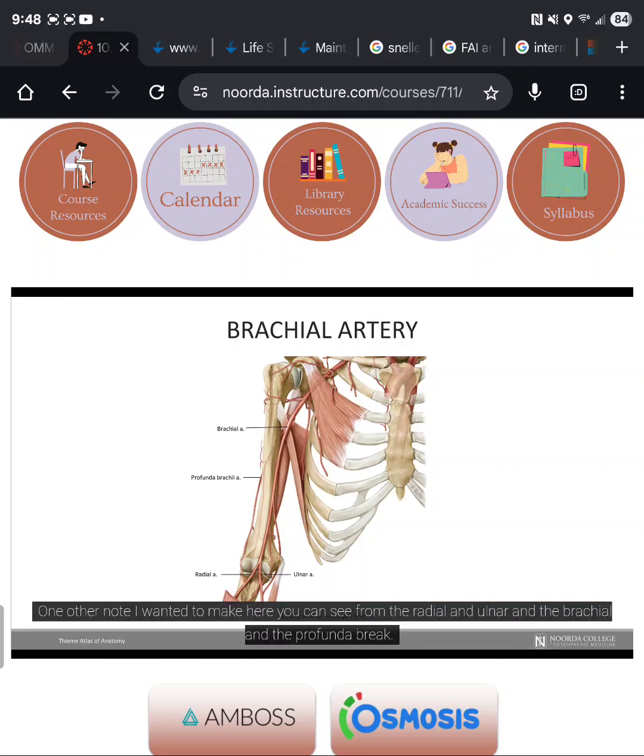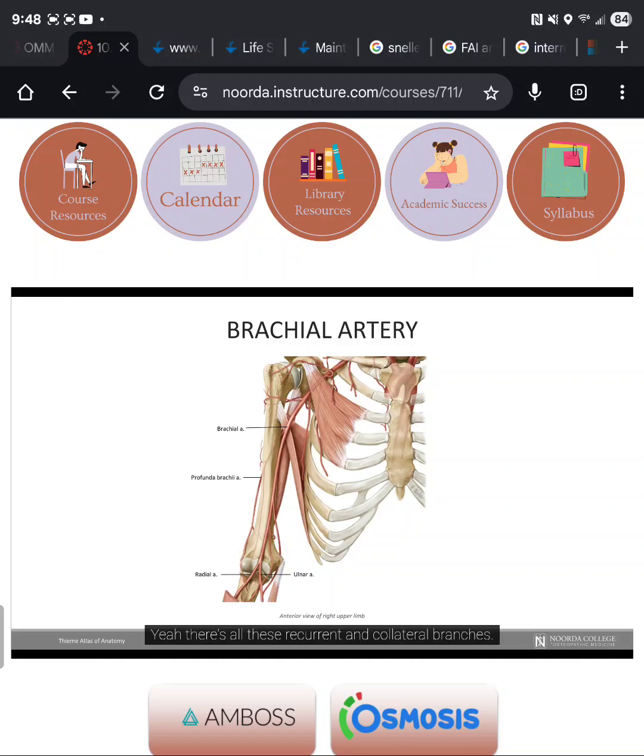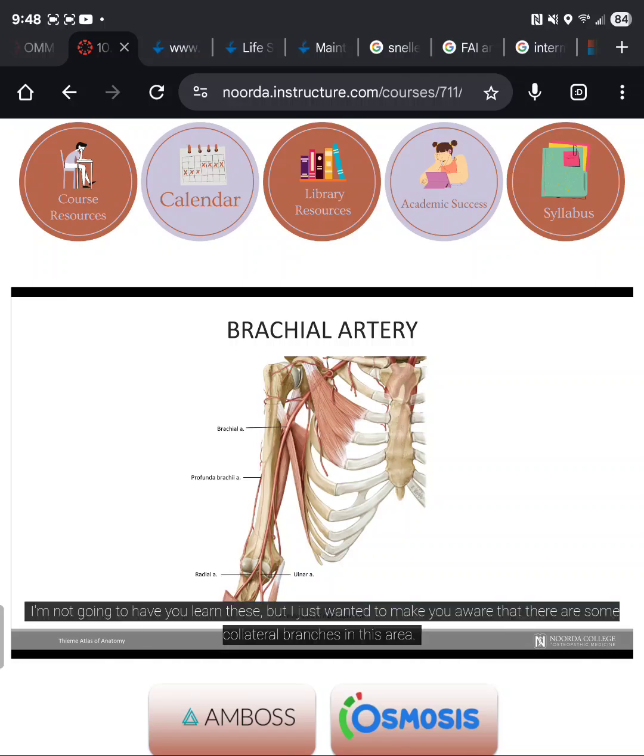One other note I wanted to make here, you can see from the radial and ulnar and the brachial and the profunda brachii, there's all these recurrent and collateral branches. I'm not going to have you learn these, but I just wanted to make you aware that there are some collateral branches in this area.